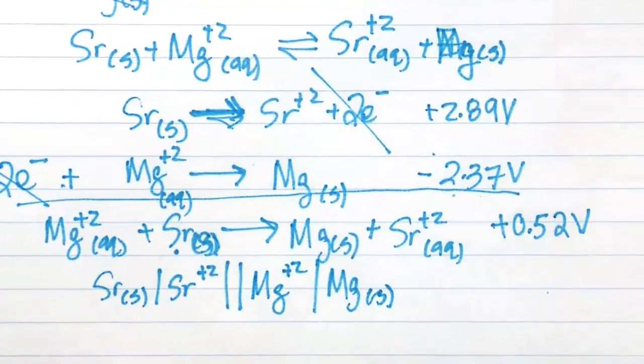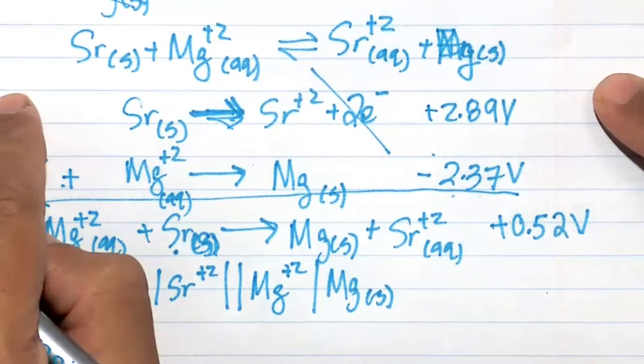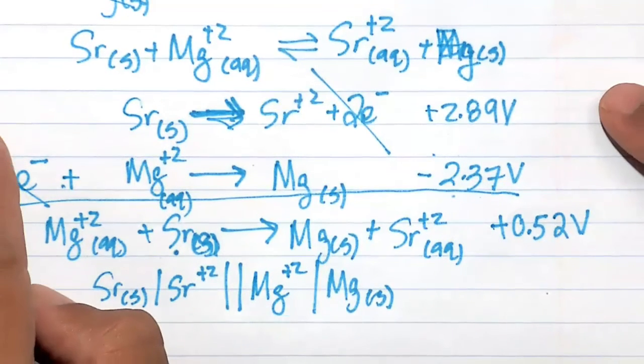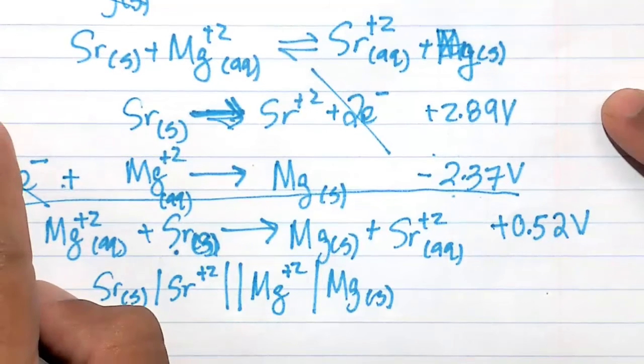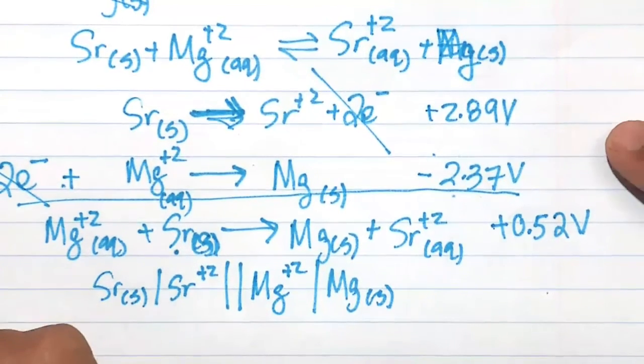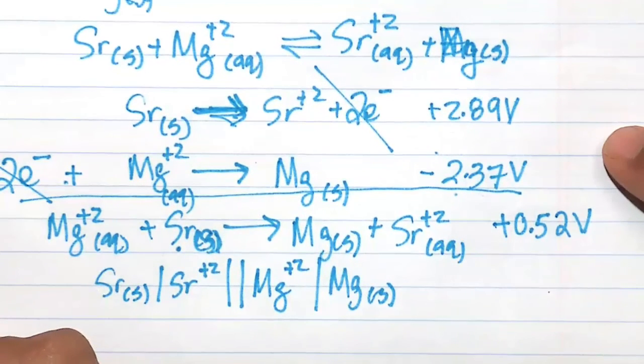And this is a spontaneous battery that will yield 0.52 volts, of which this is our anode losing electrons, this is our cathode gaining electrons. Here we lost 2 electrons, here we gained 2 electrons. Anode lose electrons, cathode gain electrons.